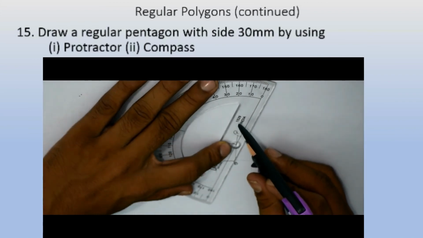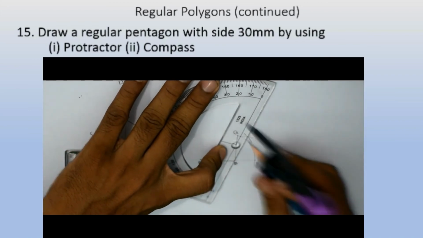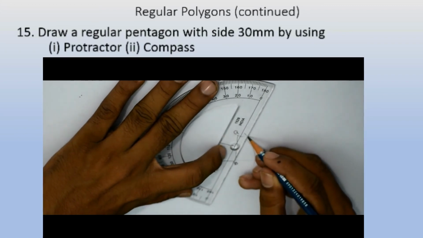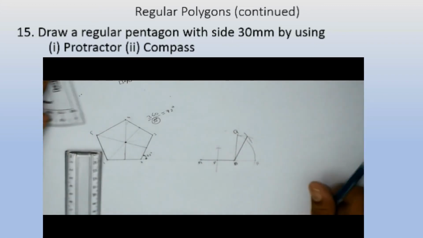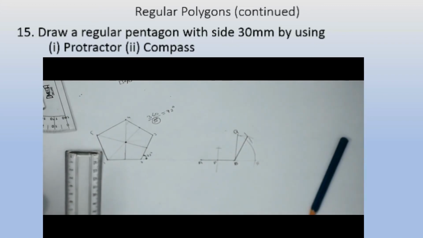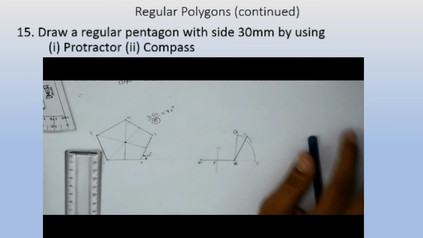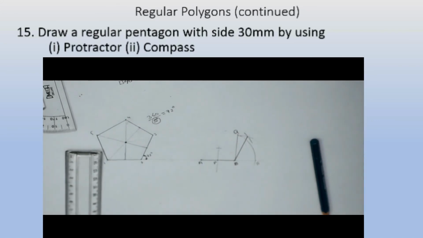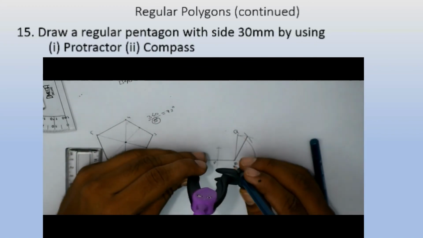This is the second point of the pentagon. That means if we join this point with the end B, we'll get the second side of our pentagon. I hope you have followed till here.